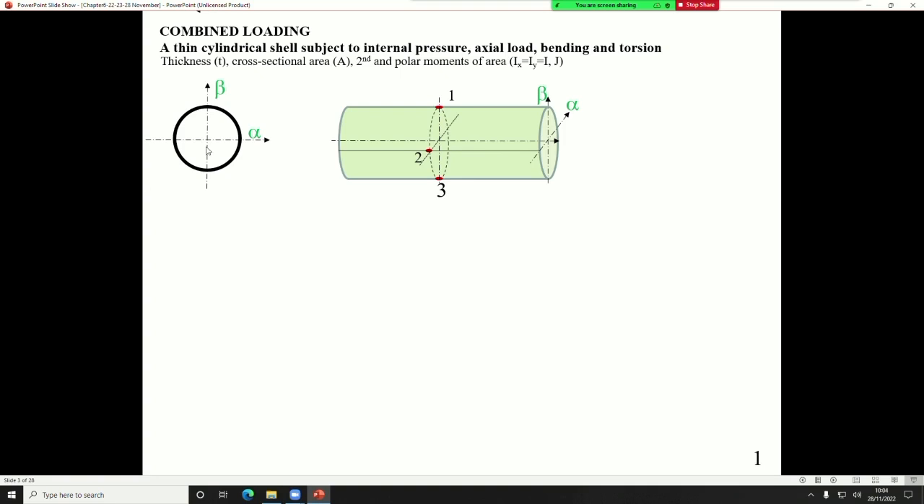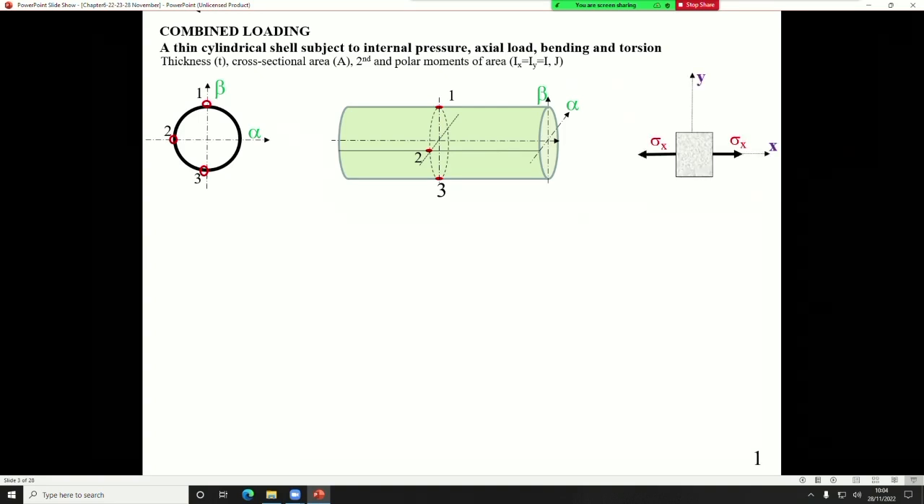I'm supposed to draw this cross section on the right hand side based on the standard of the drawing. However, I've drawn it on the left hand side. So the 3 points you see on this cylinder, 1, 2, and 3, in the front view of the cylinder, this is how the points can be shown.